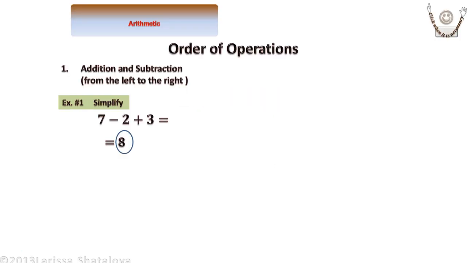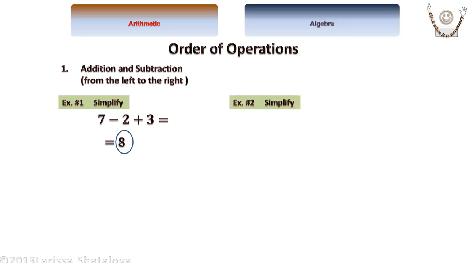Practically, we practice combining like terms. Remember order of operations? In algebra, if we have negative 7 and negative 2 and positive 3, we just need to combine like terms. They're constant terms. They're like terms. That's it.